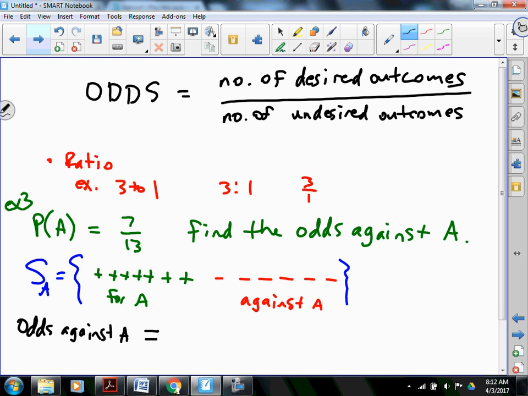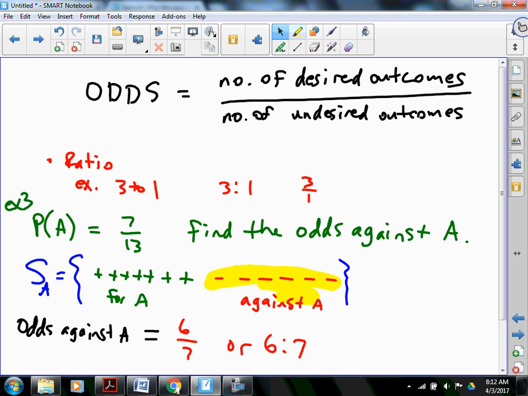It's going to be the desired outcomes. What are the desired outcomes? These ones. Does that make sense? Oh gosh, I'm tripping here. These ones are the desired outcomes if we're talking about the odds against A, right? So what's it going to be then? 6 divided by the number of undesired outcomes. Well, how many undesired outcomes are there? 7. So it'd be 6 to 7 or 6:7. What do you think about that? Does it make a little bit of sense?